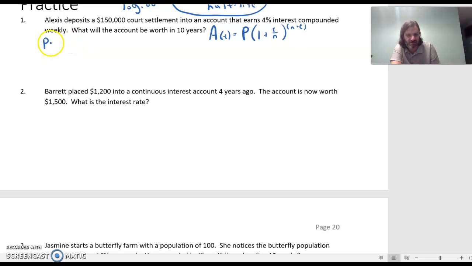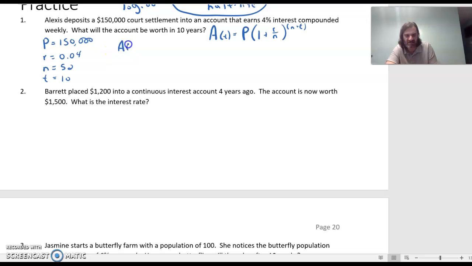So P is the amount she starts with, which is $150,000. The 4% there is the interest rate, and we'll use that as r of 0.04. It says compounded weekly. How many weeks are in a year? 52. And t is 10 for 10 years. So we have everything we need.